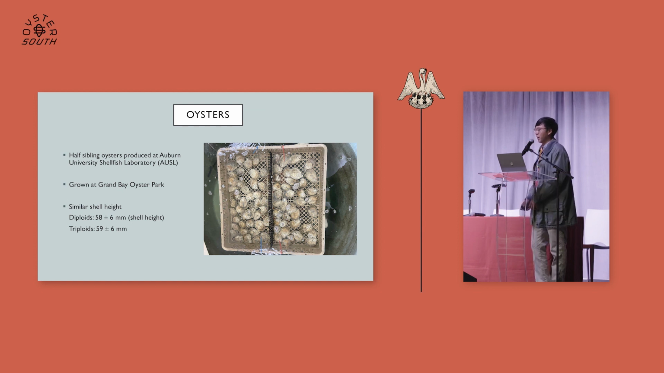So to do this study, we had to get some oysters first. The oysters that we used were produced at Auburn University Shellfish Laboratory, which were then grown out at Grand Bay Oyster Park until they were around 1 year old. From there, we brought them back to LSU, and we made sure to gather oysters of similar shell height in order to get rid of the effects of size on differential mortality.